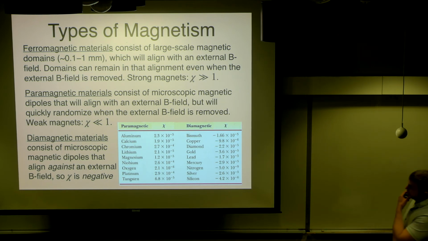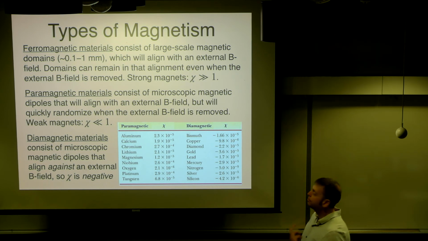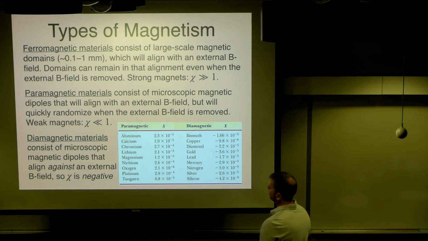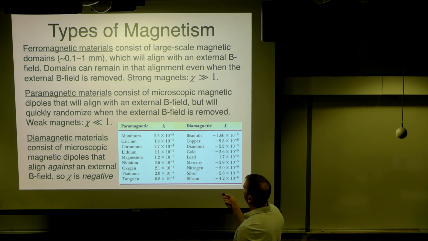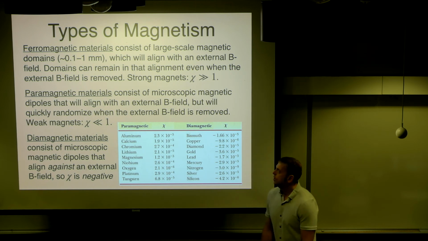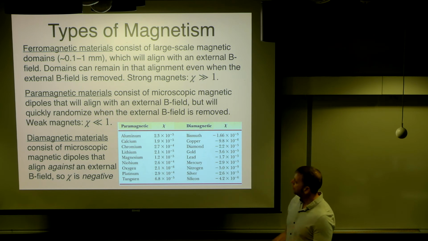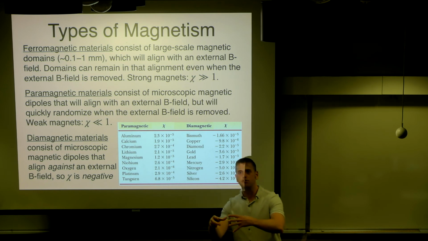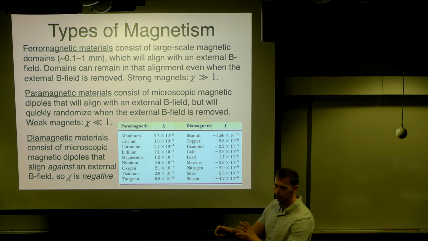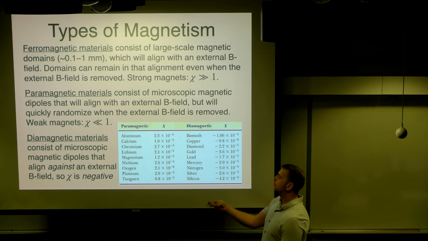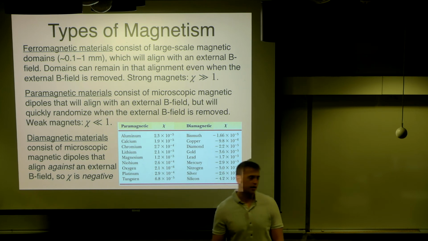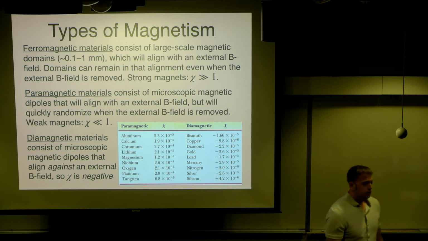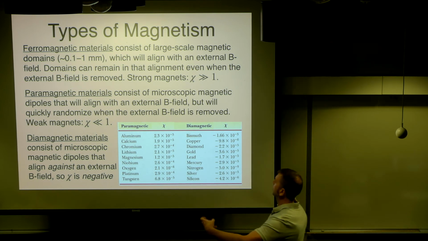Then next, we have something called paramagnetic materials, paramagnetism. So this is a much weaker form of magnetism, and here's how it results from the behavior of atoms. Basically, you have microscopic magnetic dipoles, but they're not organized into these large domains, okay? It's just individual dipoles. So those individual dipoles will align with an external B field, just like in the case of ferromagnetism, but they don't tend to get stuck in that alignment.